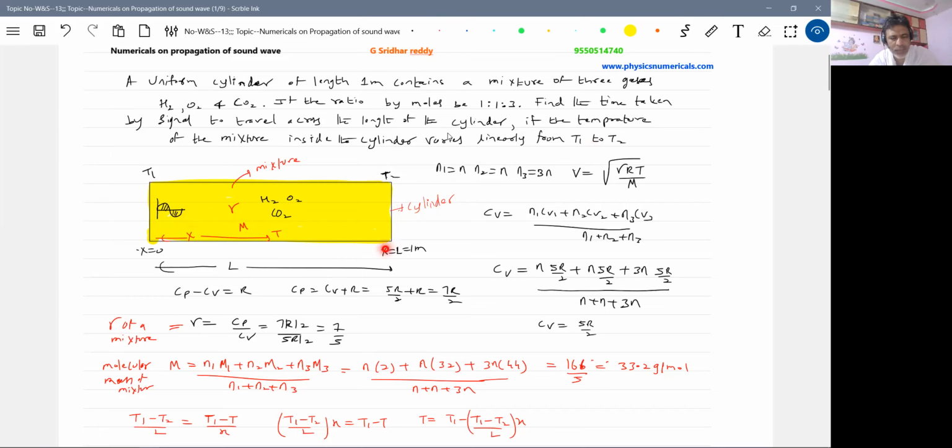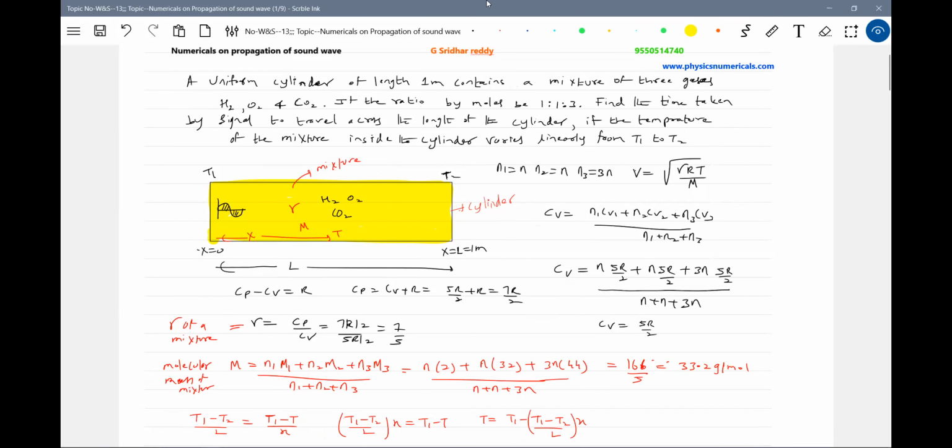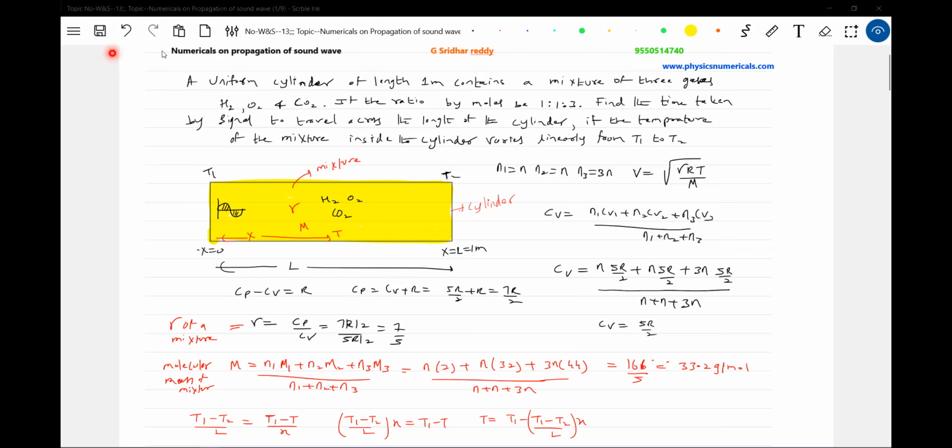So this is the cylinder. What is the type of medium? It's a gaseous medium. The sound wave is going to propagate through it, where a mixture of gases is present. At the same time, the temperature varies linearly. This is the condition he has given. He's asking us to get the propagation time, how much time the wave will take to traverse the length of the cylinder. I think this much is what the question asks.